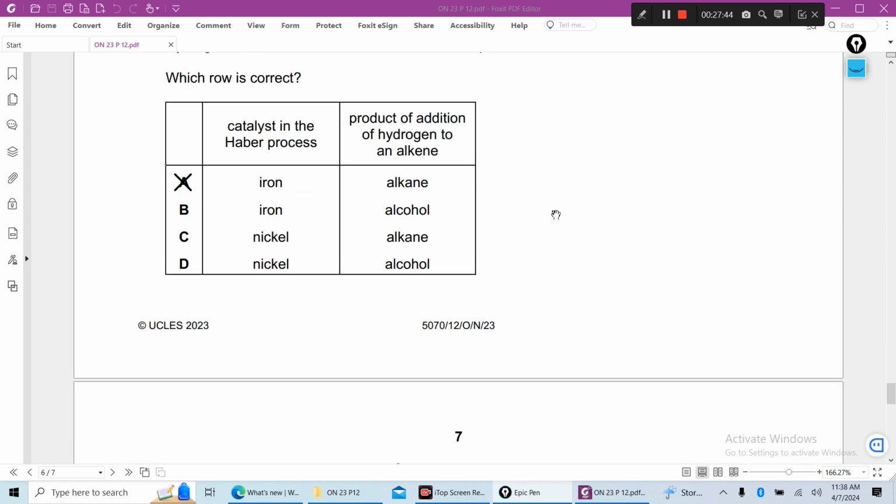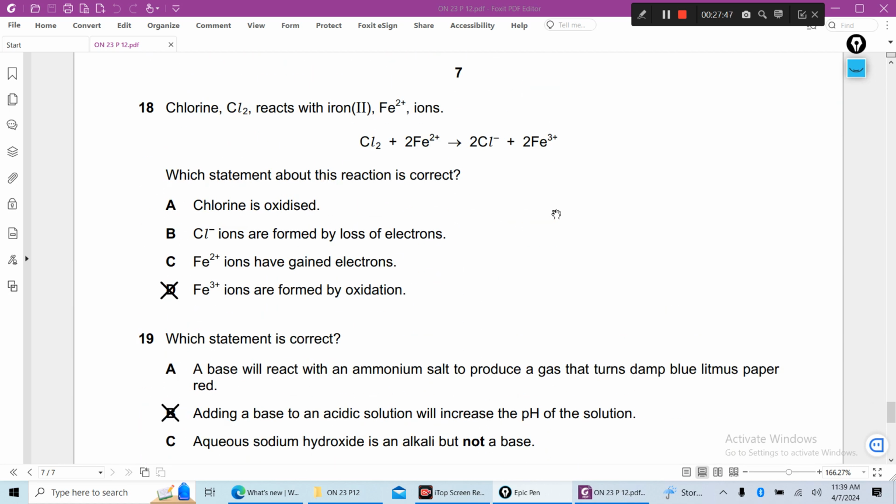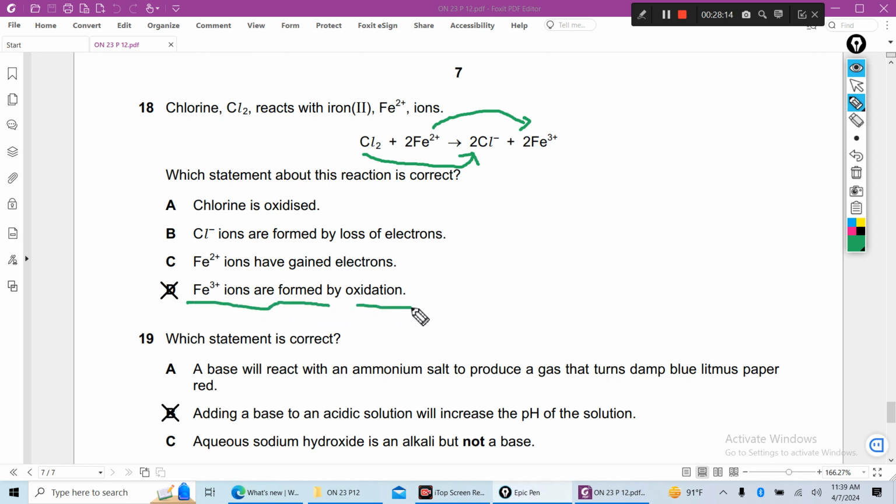Then question 18. Chlorine reacts with iron 2 ions. Which statement about this reaction is correct? You see, chlorine is reduced, and iron 2 ion is oxidized. So iron 3 ions are formed by oxidation, because iron 2 ion loses an electron, so iron 3 ion is produced by oxidation. D is the correct answer.